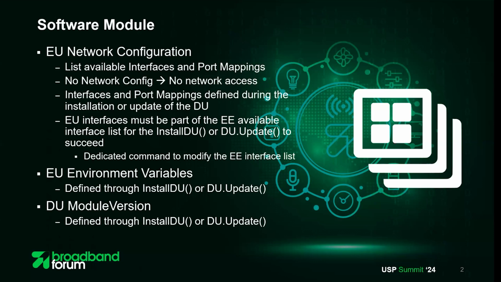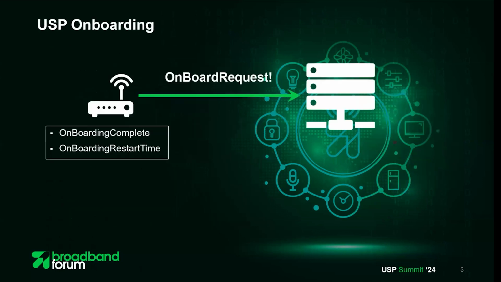We also added in this new release the possibility to provide environment variables to an execution unit when created. And the last parameter that I'm mentioning here is the DU module version, which can be defined by a controller during the installation and updates. So to provide more versioning flexibility than only a package version. For example, two different module versions can be associated to two deployments of the same package, but with different resource limits.